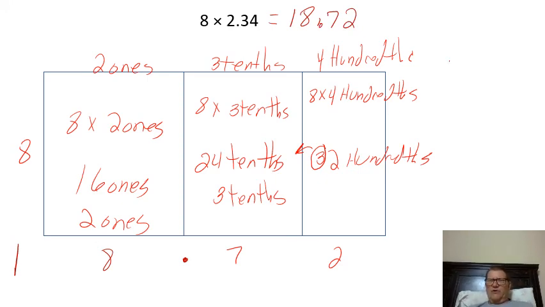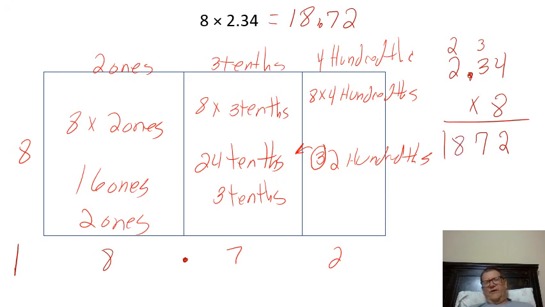Now let's see if we can do this as a standard algorithm. I'm going to put 2 and 34 hundredths, and I'm going to multiply it by 8. Now I'm going to ignore this decimal for right now, and I'm saying 8 times 4 is 32. I have to carry my 3. 8 times 3 is 24, and 3 is 27. Carry the 2. 8 times 2 is 16, and 2 is 18.